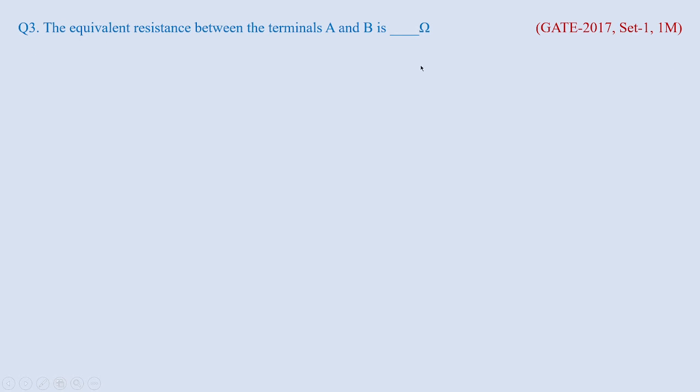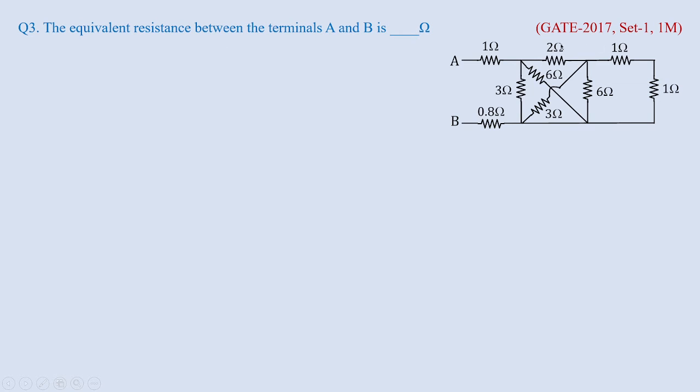Now the third question is a fill in the blank. The equivalent resistance between terminals A and B is dash ohms. This was asked in GATE 2017 under set 1 for 1 mark. The problem seems complicated, but it is not so complicated.